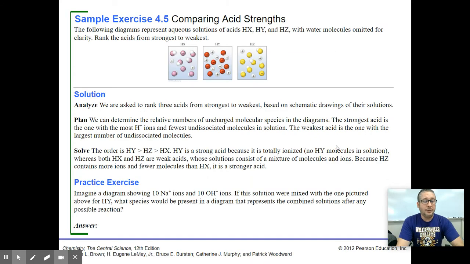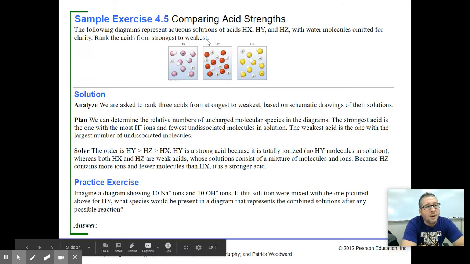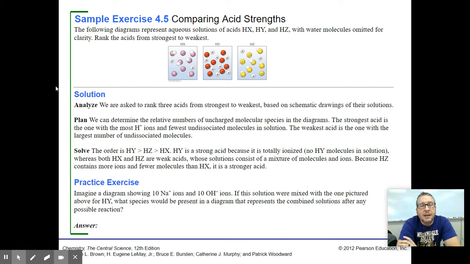Okay, so now let's talk about this practice one. We're not going to do the practice on the very bottom. We're going to do the sample one here at the top. So we have 3 diagrams, and they represent 3 acids: acid HX, acid HY, and acid HZ. And it's in water, so we know that it's an aqueous solution. We've removed the water molecules so we can only concentrate on the 3 acids here. We need to figure out which one or multiple acids will be strong or weak. So we have to look at these diagrams here.